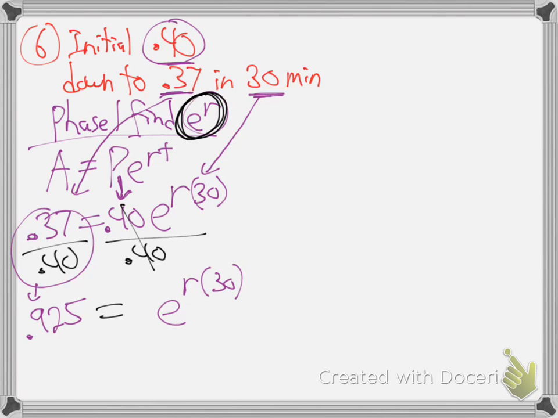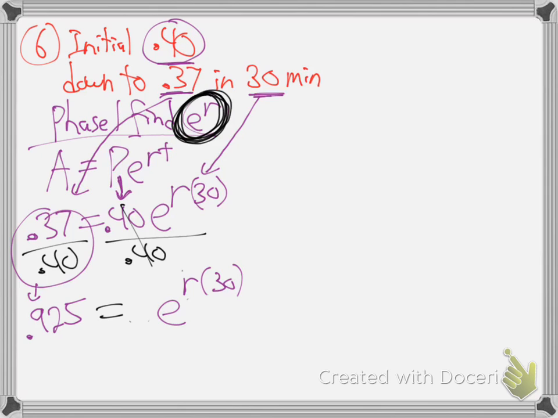So in other words, I don't want to do ln. I'm not going to do ln on both sides. Why not? If I did an ln on both sides, then this whole thing would drop down. I don't want the r to drop down. You see how I want the r up here? I want the r to stay in the power. I just want to get rid of that 30. If I can get rid of that 30, then I'll have e to the r.